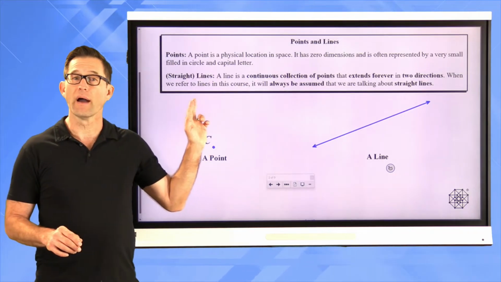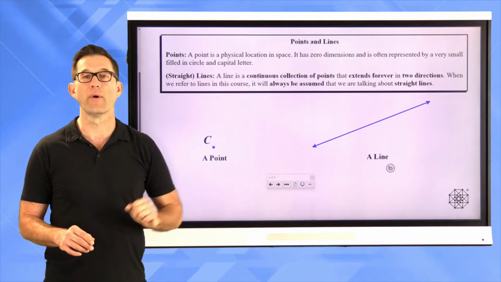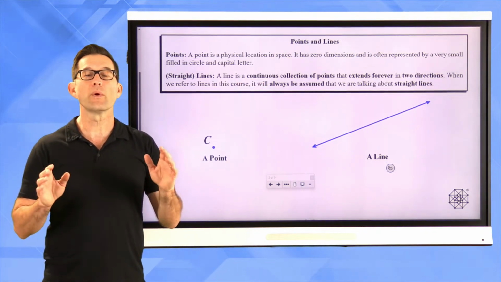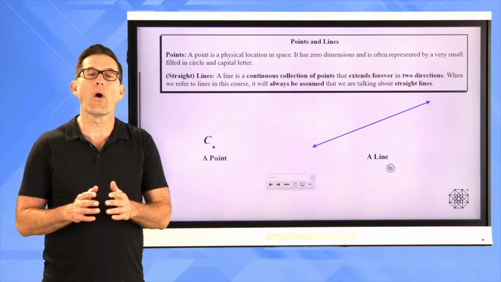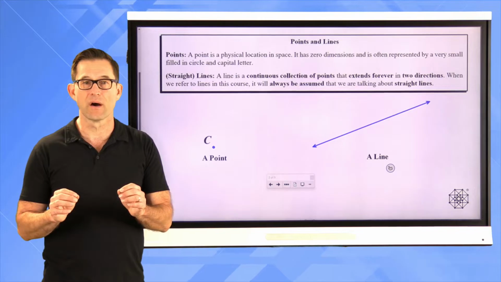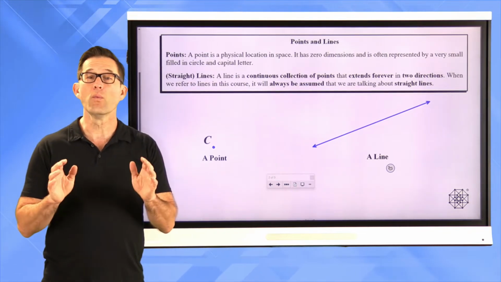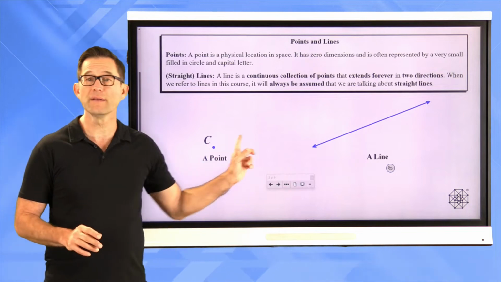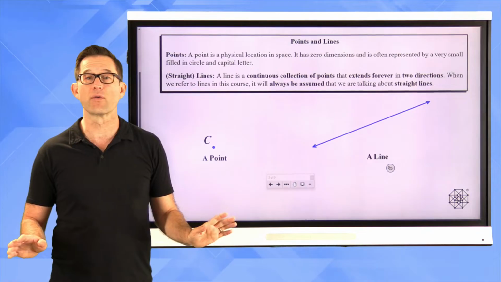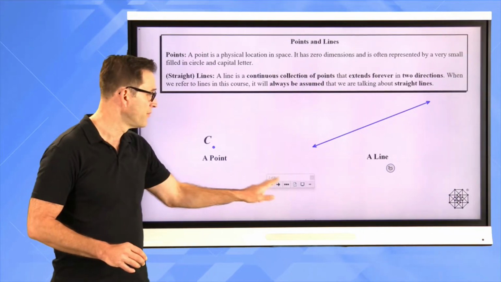Now, lines or straight lines. A line is a continuous collection of points that extends forever in two directions. When we refer to lines in this course, it will always be assumed that we're talking about straight lines, all right? Anything else, a curved line, we won't be talking about a line. So a line is just something that is a continuous set of points that extends forever in two directions. All right, let's get into it.